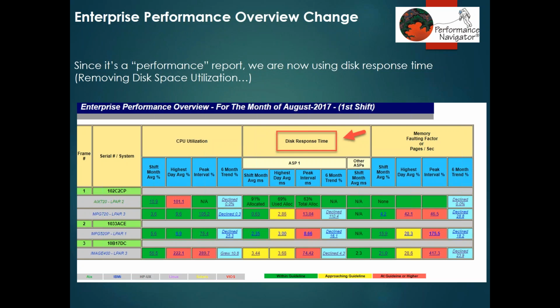So basically, we show you the 30-day average. We show you what was the highest day within that 30 days, and we actually get down to the peak interval and show you the highest interval for CPU, disk, and memory. So that's the first thing. You can see that middle section is now disk response time. We can show you the milliseconds. By the way, you can see it's a multi-platform report, so if you had your VIOS server on there, you could show that as well.